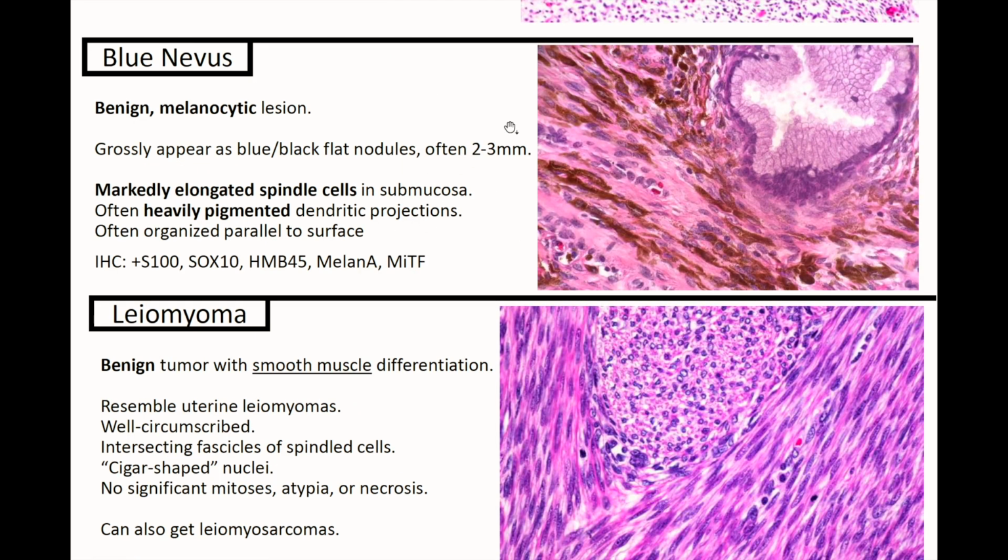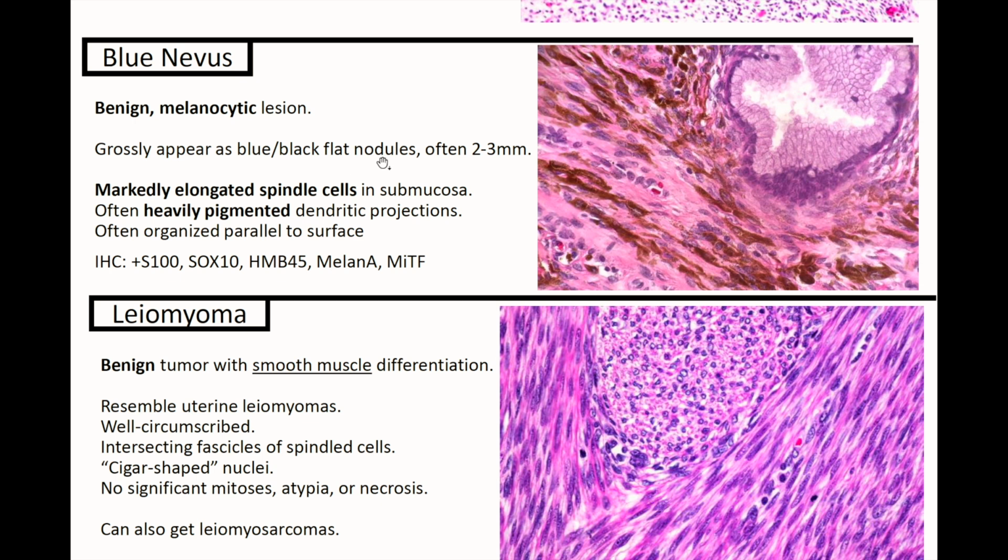And the last two entities are blue nevus and leiomyoma. So for a blue nevus, this is a benign melanocytic lesion. Grossly, it appears as a blue or black flat nodule, often 2 to 3 millimeters, with markedly enlarged or elongated spindle cells in the submucosa. It's often heavily pigmented, with dendritic projections, and it's often organized parallel to the surface. For IHC, it's positive for S100 and SOX10, and HMB-45, Melan-A, and MITF. So all of our melanocytic markers.